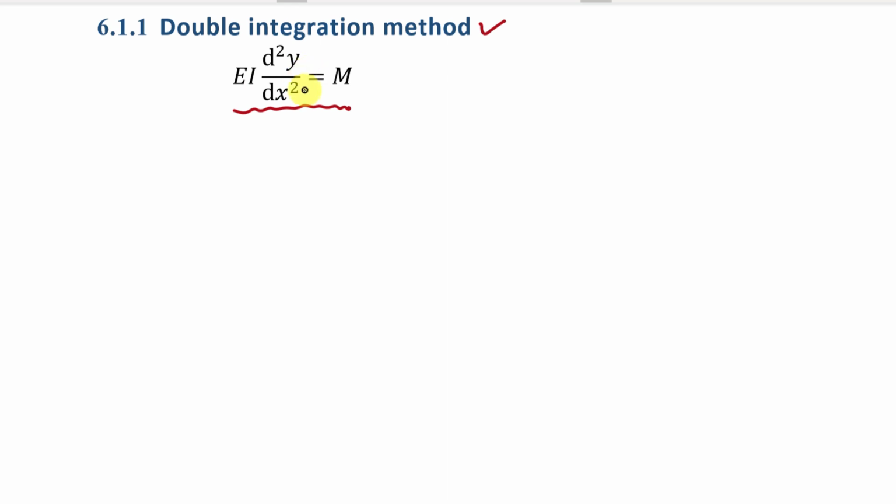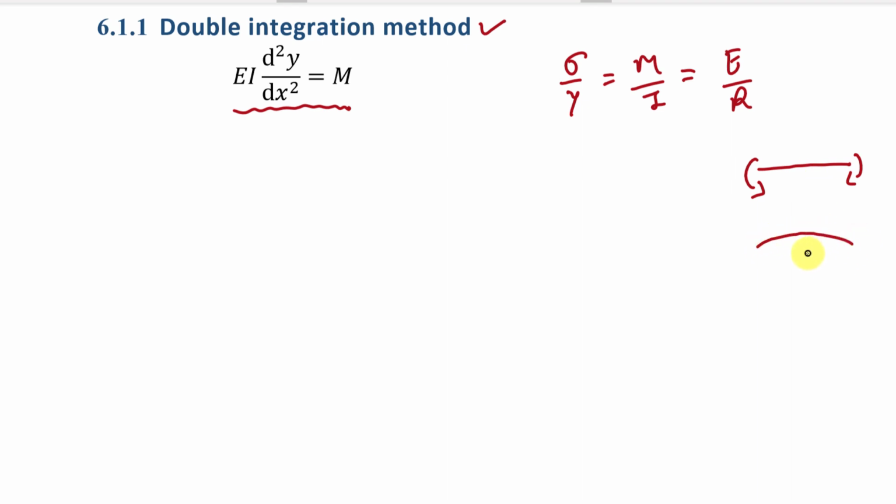Now how is this equation derived? We know that sigma by y is equal to M by I is equal to E by R, right? And let's say if this is beam and we apply bending moment like this, then this beam may be deflected like this, and here this radius of this beam will be R, right?